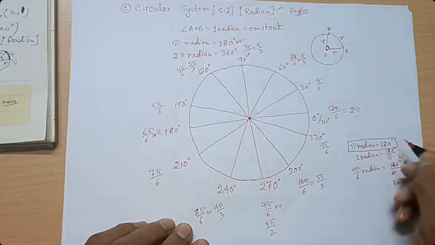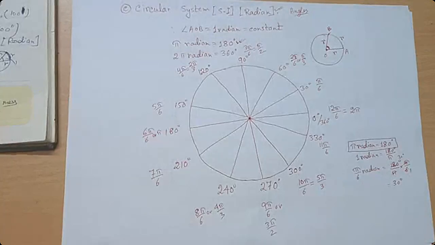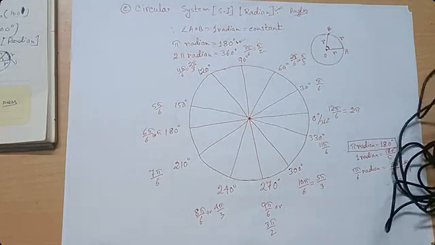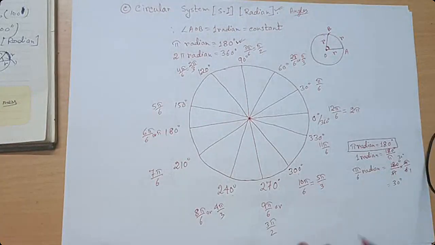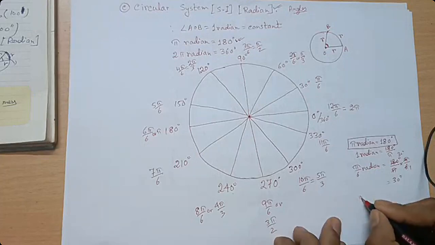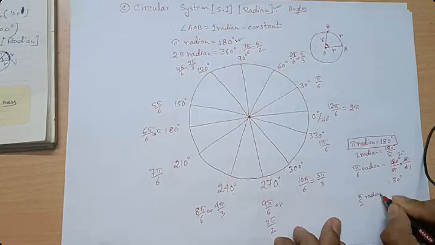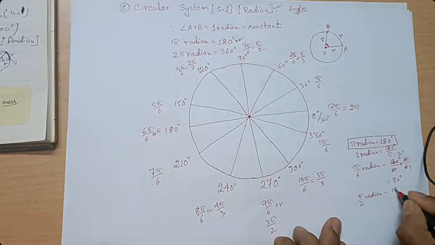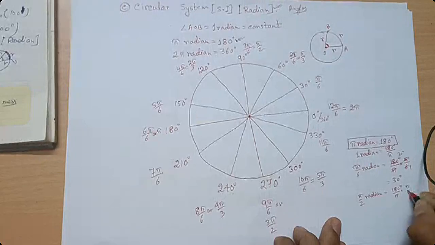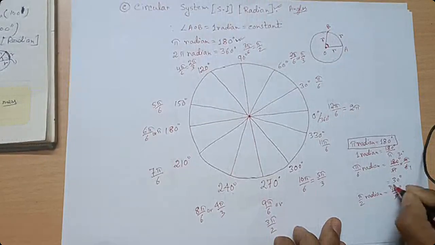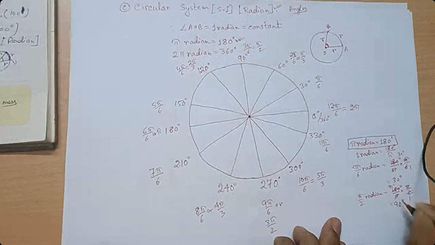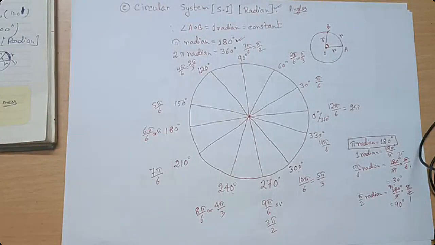And 1 radian is equal to 180 by pi. And you can find any radian. Pi by 6 is equal to 30 degree. Right? If you want to find pi by 2, what is the pi by 2 radian? Pi by 2 radian is equal to 180 degree by pi into pi by 2, pi cut, 2 2 is 90 degree. Therefore, pi by 2 is equal to 90 degree. That means we convert one system of units to another system of units, right?